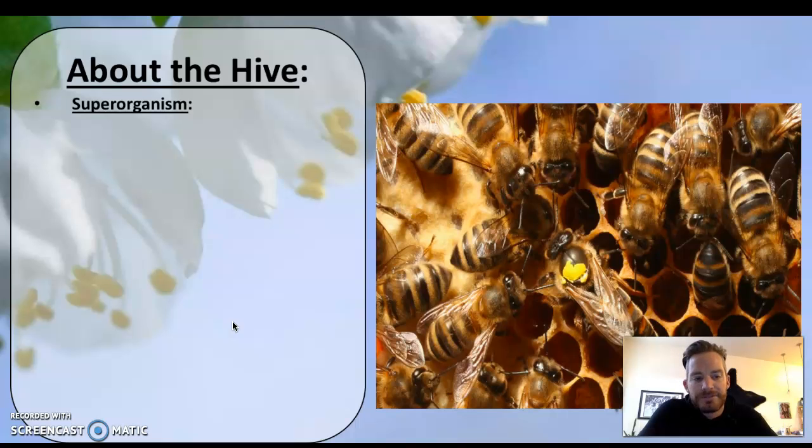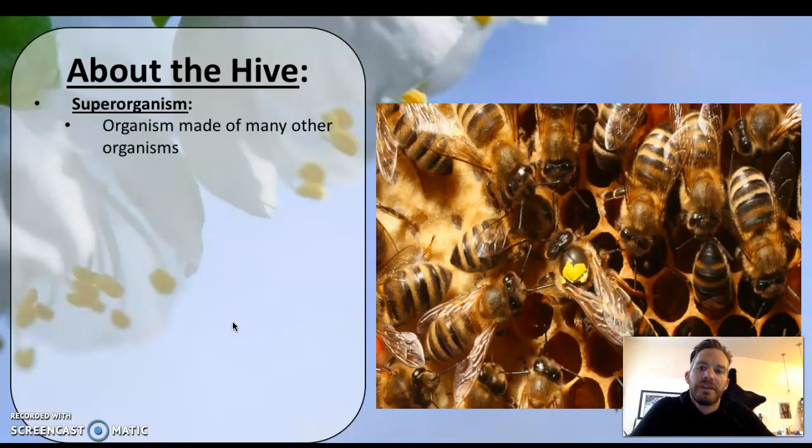A superorganism is an organism that is made up of many other organisms. For example, in our hive, there might be 50,000 bees, and each one works independently, but ultimately in the service of this larger organism known as the hive. One bee could not survive and complete its life cycle on its own. They must live collectively in a honeybee hive. Without the superorganism, an individual bee cannot survive.